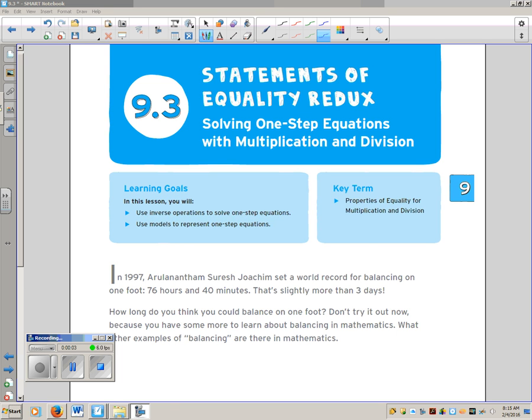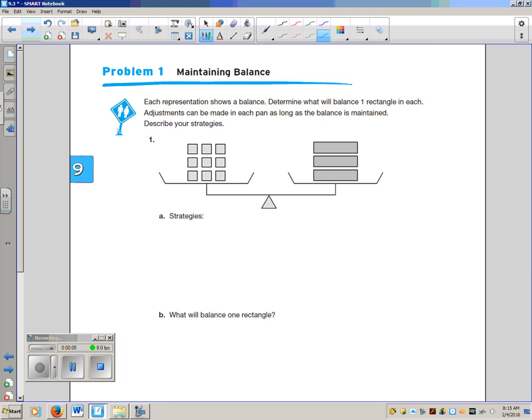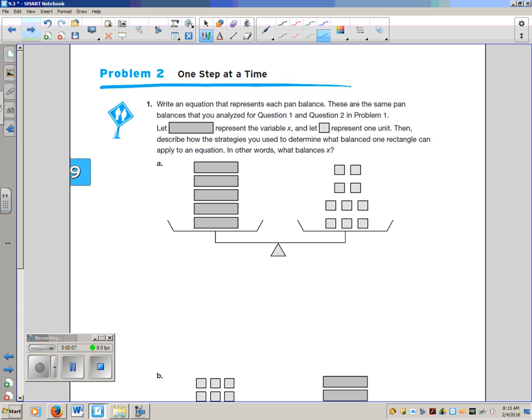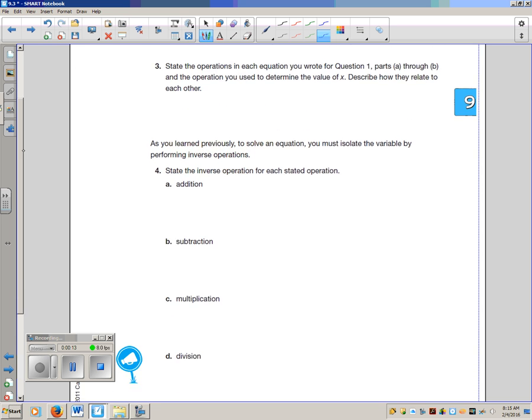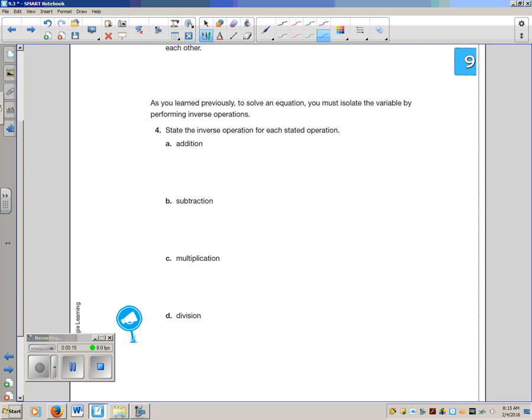Chapter 9, Section 3. This section is going to be a lot like 9.2. We're starting on page 629, near the bottom. State the inverse operation for each stated operation. Remember, inverse is opposite. The inverse of addition is subtraction.